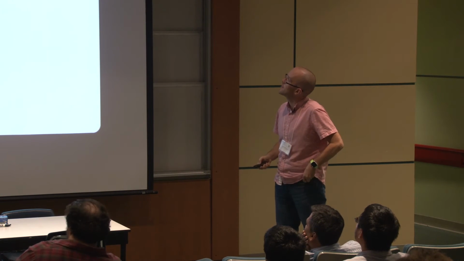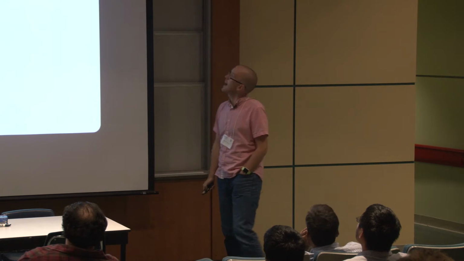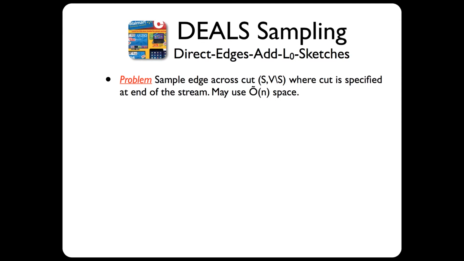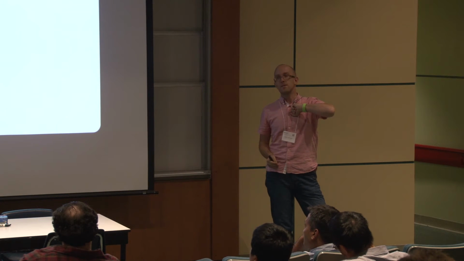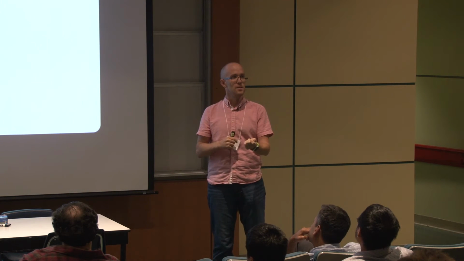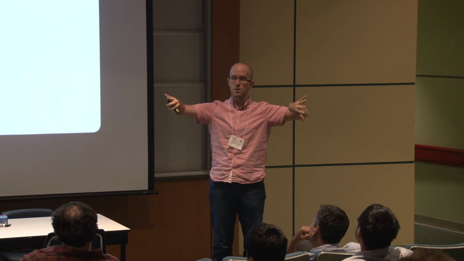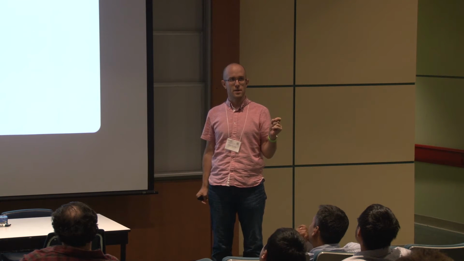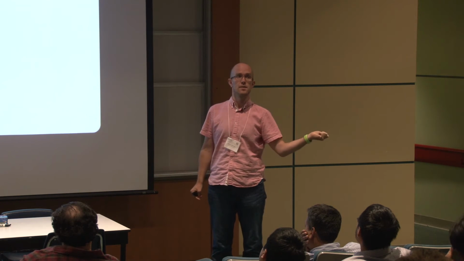deal sampling. So deal stands for direct edges and add L0 sketches. The simple problem I'll talk about first is the following task. You get to observe the stream of edge insertions and deletions, and then at the end of the stream, someone presents you with a specific cut, a partition of the nodes. And they ask, give me a random edge across that partition. Okay. This would be a simple problem to do if I told you the partition ahead of time. But if I tell you the partition at the end of the stream, how many people know how to do that?